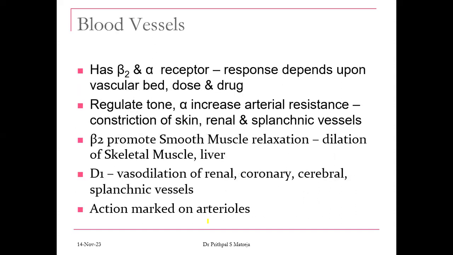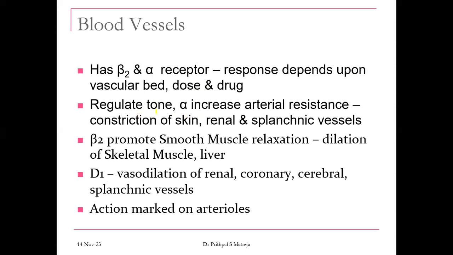Now, if we talk about the action on the blood vessels, they have both beta 2 receptors and alpha receptors. If a drug acts on the beta 2 receptor, it causes smooth muscle relaxation. If a drug acts on the alpha receptor, it causes vasoconstriction. Now, the response will ultimately depend upon the vascular bed, the dose, and the drug.